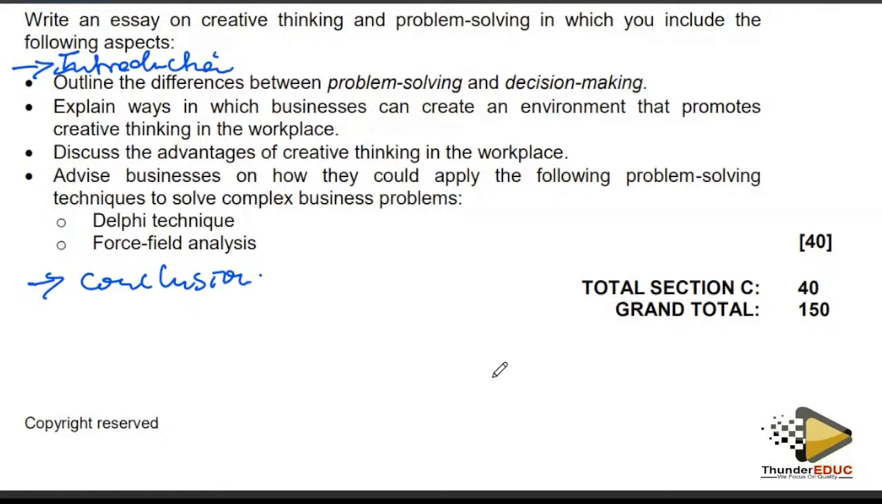Okay, right. So now we have landed on bullet number three, where you have to discuss the advantages of creative thinking in a workplace. So better, unique, unconventional ideas and solutions are generated. This may also give the business a competitive advantage if unique solutions are implemented. Also, complex business problems may be solved. Managers or employees have more confidence as they can live up to their full potential. Managers will also be better leaders as they will be able to handle or manage changes positively and creatively.